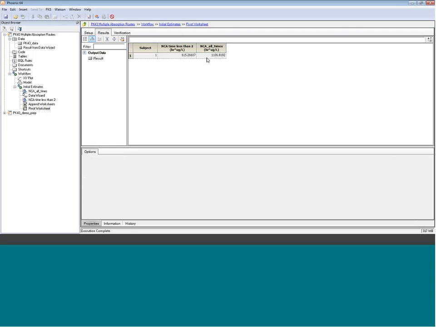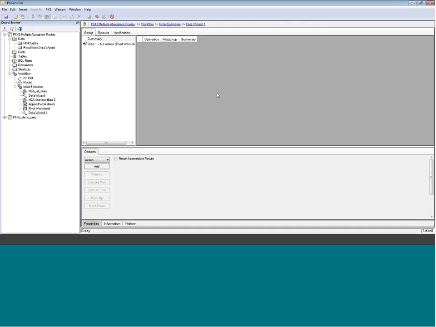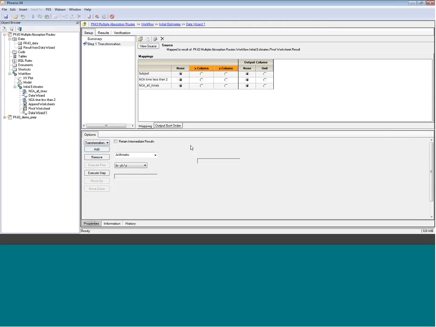So I now have the 2 values next to each other, and there's a data tool here where you can do a transformation to perform the simple operation of dividing this value by this value to get the fraction. So I'll send this to data and then data wizard. The action in this case is transformation. This is something that you can use to divide the contents of one column by the contents of another column.